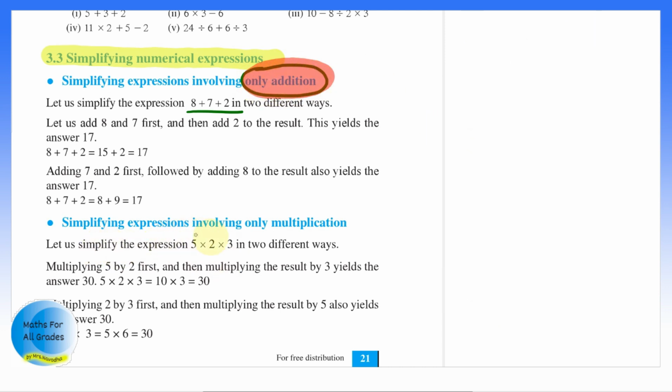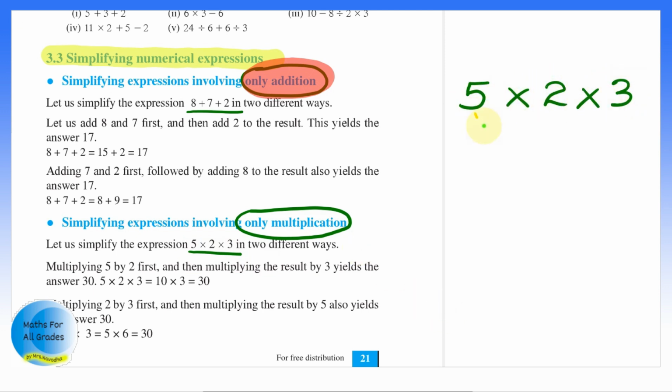Now let's see how to simplify expressions involving only multiplication. I'll take this example to explain it. 5 times 2 times 3. First I'll multiply 5 and 2. 5 times 2 equals 10. Multiply 3. 10 times 3 is 30. So the final answer is 30.